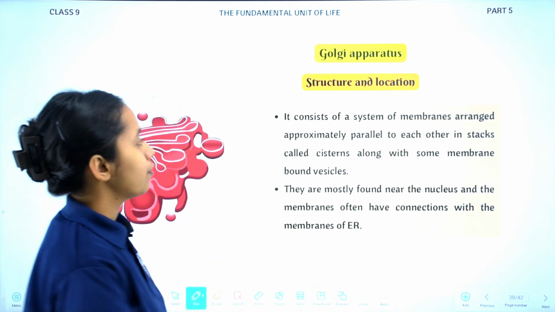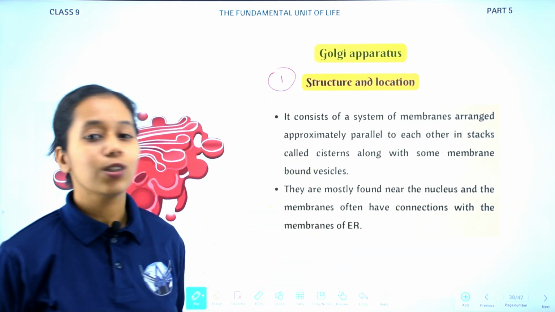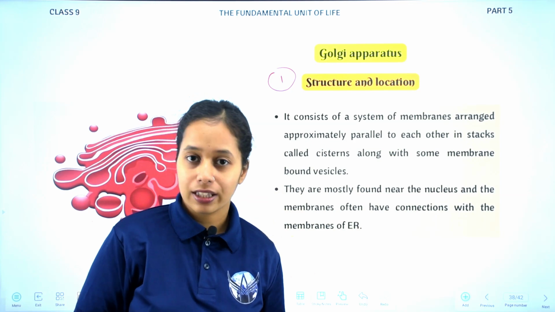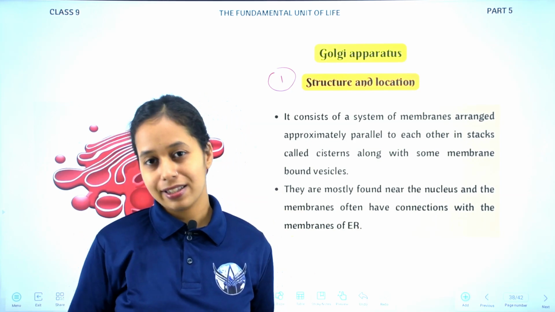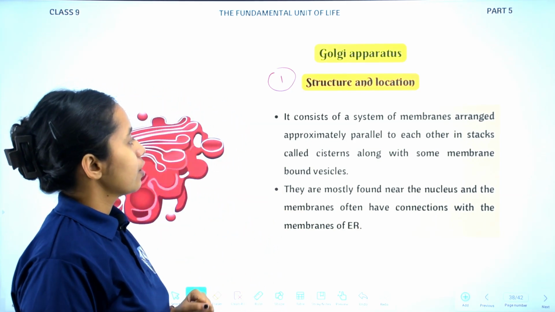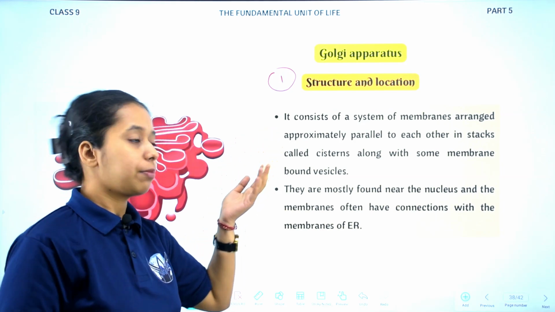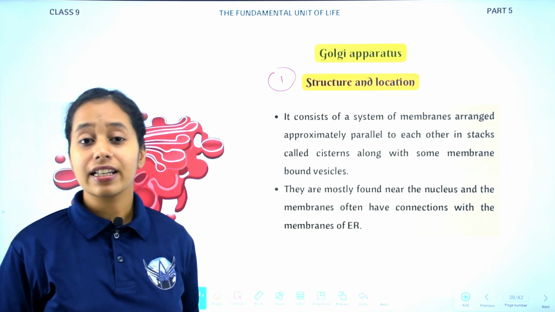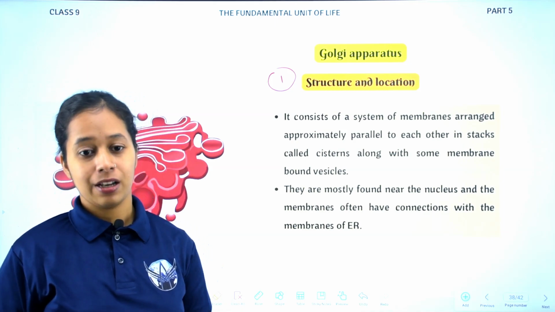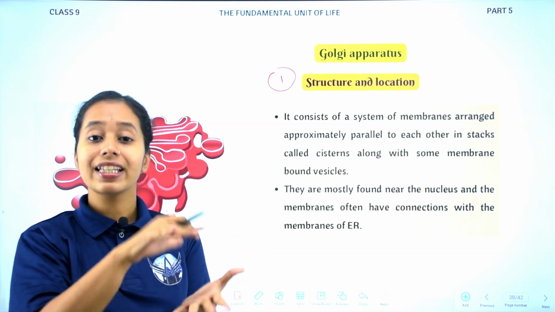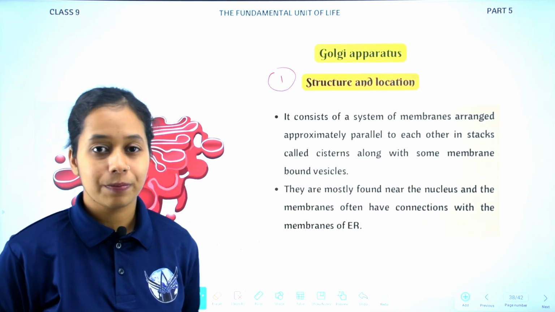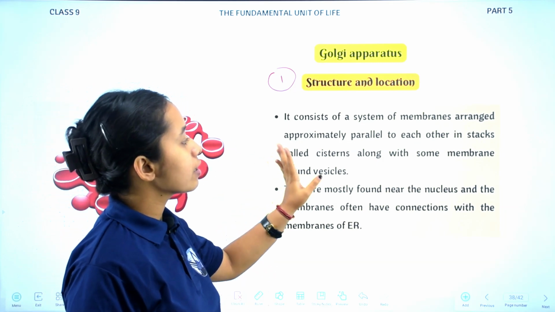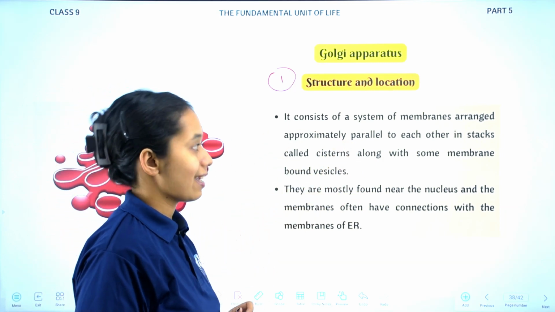So Golgi apparatus, first let us study the structure and location. How does the Golgi apparatus look like? And where is it located inside the cell? Golgi apparatus consists of a system of membranes. We have a lot of membranes, and these membranes are stacked up. Let's read: it consists of a system of membranes arranged approximately parallel to each other in stacks.